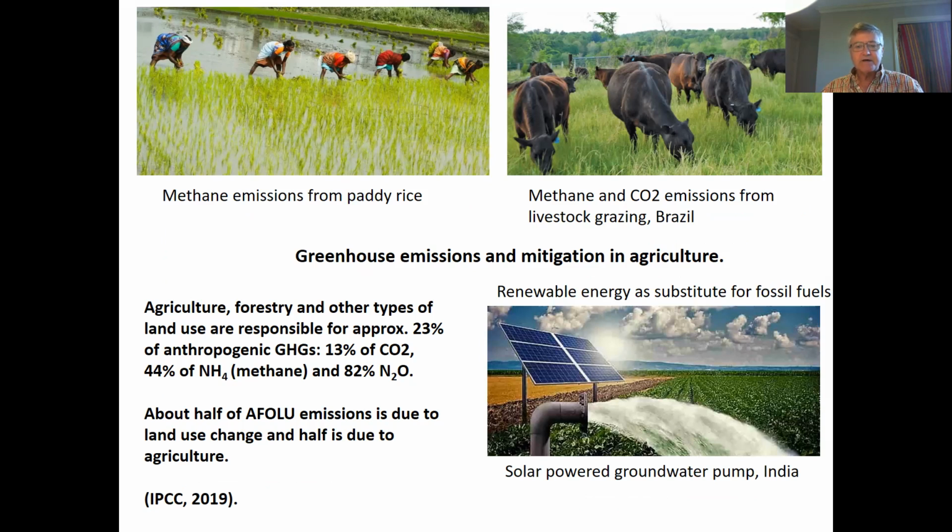And about 82% of the nitrous oxide emissions come from the way that we produce fertilizer, that we draw nitrogen from the atmosphere, convert it into nitrous oxide, and then use it to fertilize our crops. So that's a major way that we as people are contributing to greenhouse gases through agriculture.